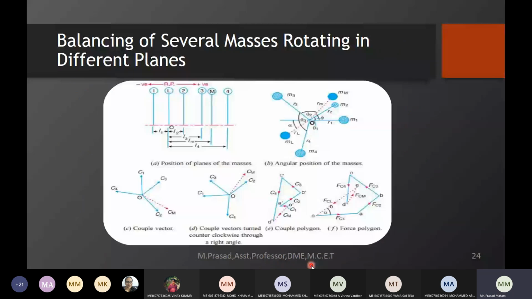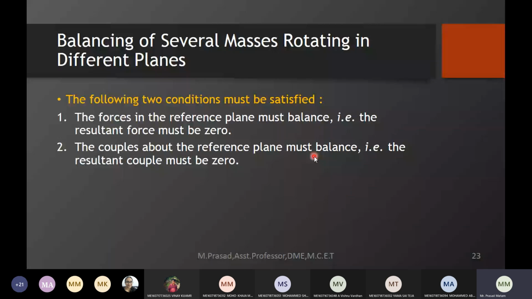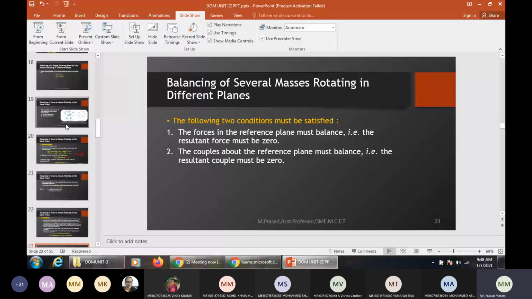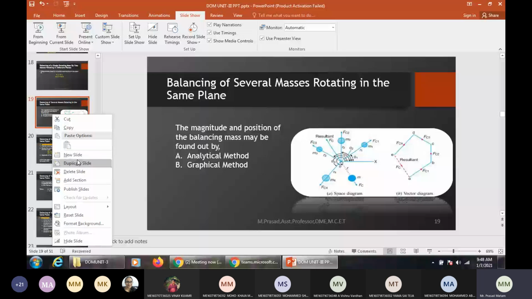How to do this one? Now, you can see here. Different masses are available here. Mass M1 at radius R1, mass M2 at radius R2, mass M3 at radius R3, mass M4 at radius R4. Oh, this is a different plane. Sorry. Let me keep one slide here. New slide.